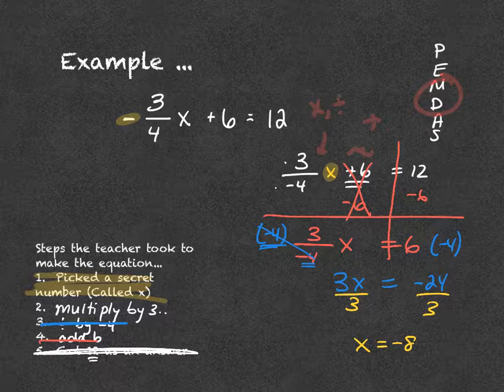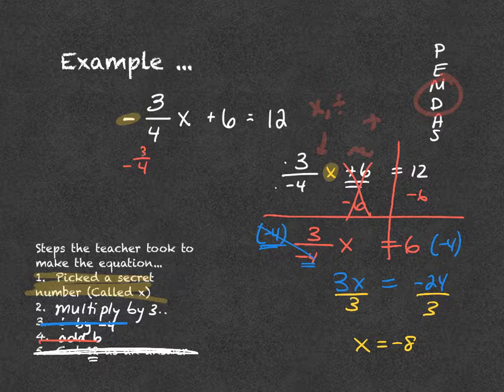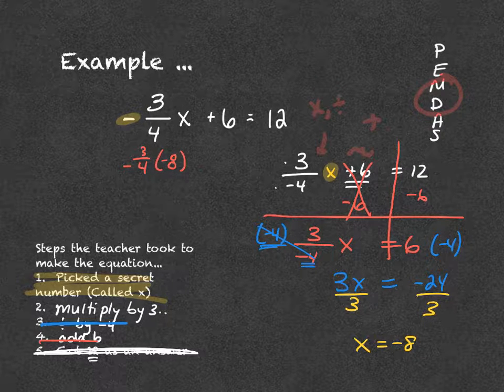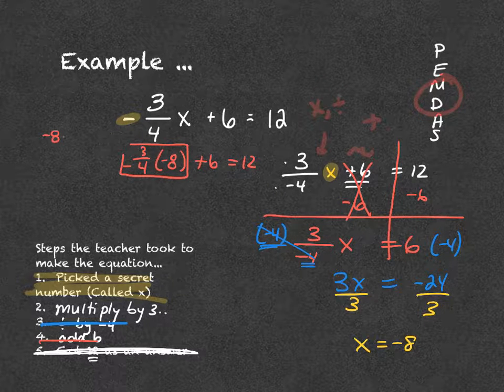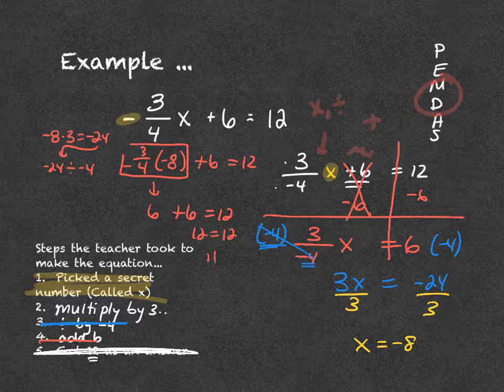And of course, we should check that. If we plugged in negative 8, so I'm just going to plug it back into the original. Let's see if we get 12. Well, we know to figure this part out, we would take negative 8 and multiply it by 3. Take that result and divide by the denominator, which was negative 4. So that gives us the number 6. So is 6 plus 6 equal to 12? It sure is, so we know we are correct.